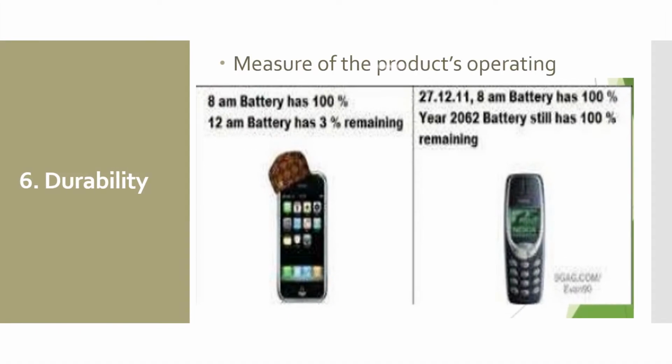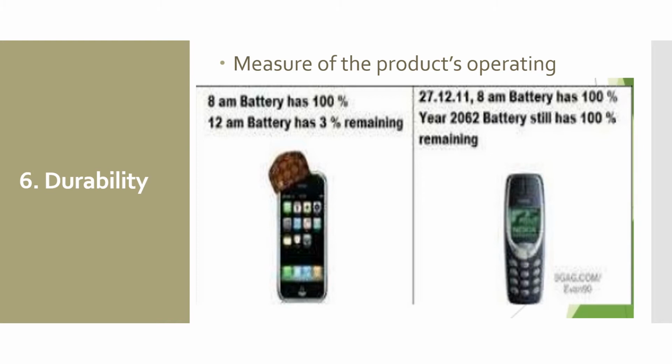Next is durability. It measures the product's operating life. One example is the cell phone. At 8 a.m. the battery has 100%. At 12 a.m. the battery has 3% remaining. Okay, another example: at 8 a.m. the battery has 100%, and in the year 2062 the battery still has 100% remaining. So that is a durability differentiation example.